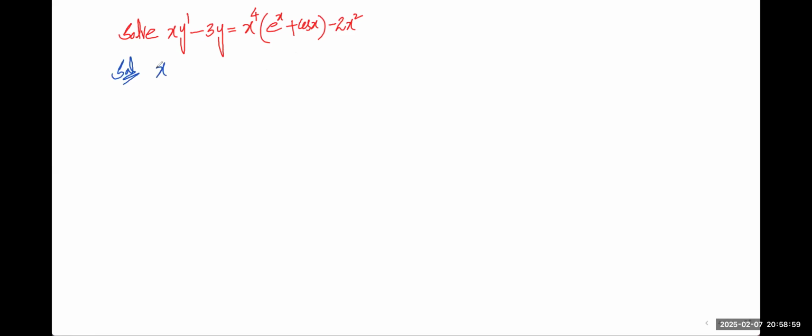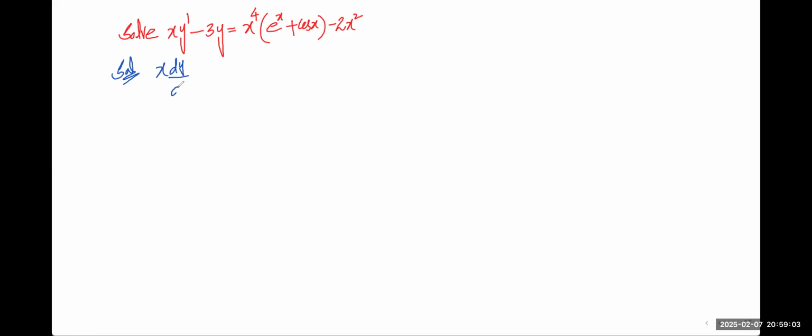Actually given is x as it is. y dash can also be written as dy by dx. So x dy by dx minus 3y is equal to x to the power of 4 times (e power x plus cos x) minus 2x square. Now, for the standard form, if you notice all these problems, this is the standard form for the reverse form, and for our original form the standard form is this one.